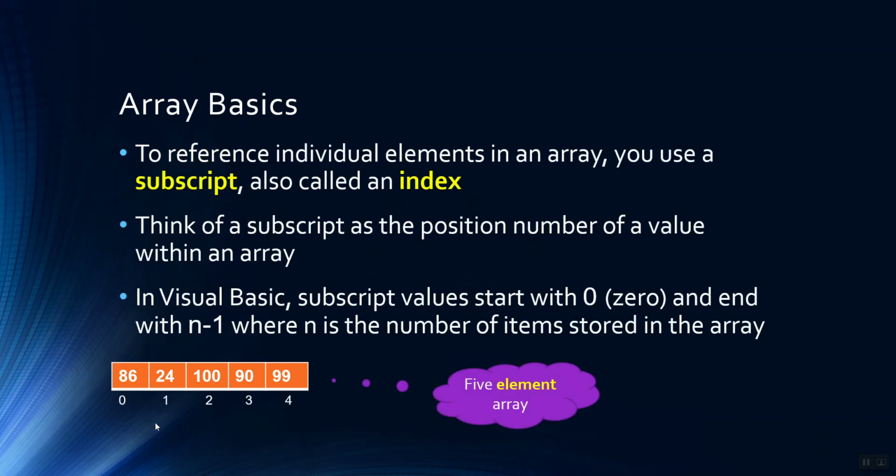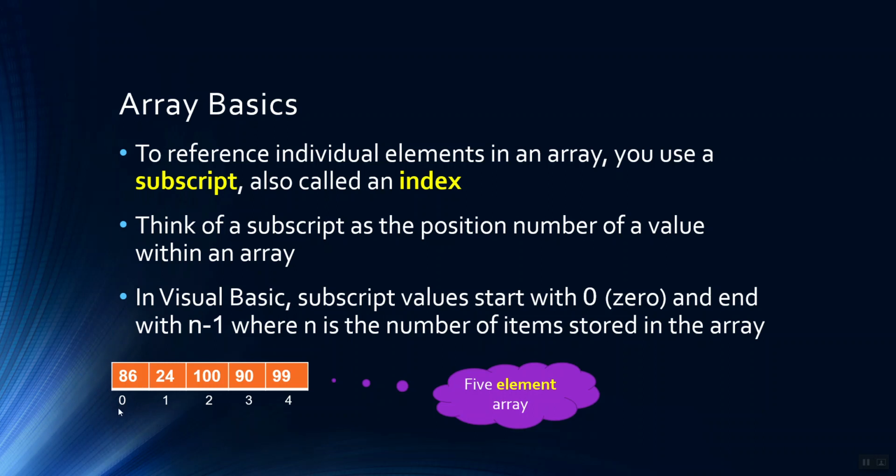So we have our array down here again, but we've added a little number beneath each one of them, and it's customary to write the representation of an array in this way. Those numbers represent what's called a subscript, also called an index. I tend to use the word indexed, but the two mean the same thing. An index is really just the position number of a value within the array. So this first value has position or index 0. The second value has position or index 1.